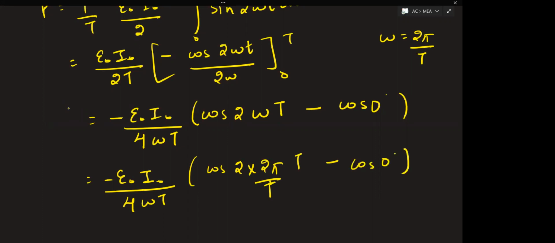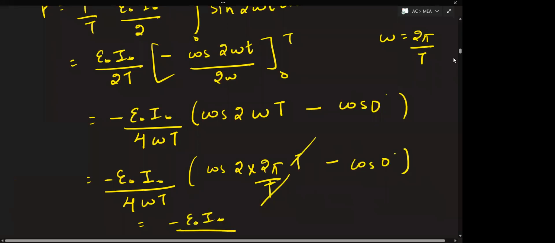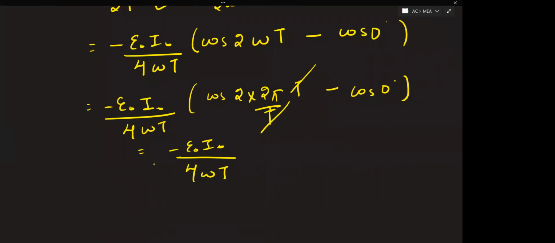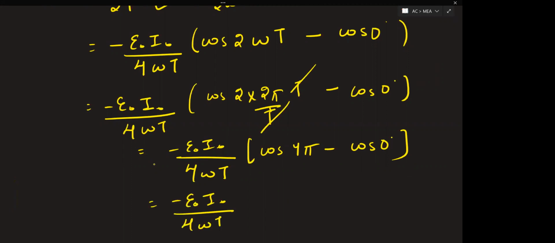So this becomes 2 pi by T minus cos. So here you have E naught I naught by 4 omega t, cos 4 pi minus cos 0. Cos 4 pi is 1, cos 0 is also 1. So you have minus E naught I naught by 4 omega t times 1 minus 1, which cancels, and this is 0. So your average power is 0.